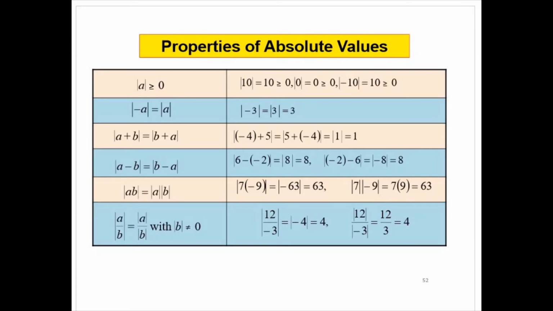Okay, then we have |ab| = |a||b|. We can separate into separate moduli. For example, we have |7 × -9|, which is |-63|, which is 63 itself. If we have |7| × |-9|, where |-9| is 9, so 7 times 9 is equal to 63. And then if we have |a/b|, it can also be separated into |a|/|b|, whereas b cannot equal 0. So if we have |12/-3|, this is equal to |-4|, which is 4. And then we have |12|/|-3|, where |-3| is 3, so 12 over 3 will be 4.